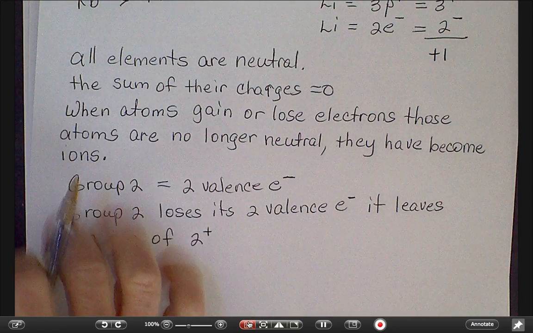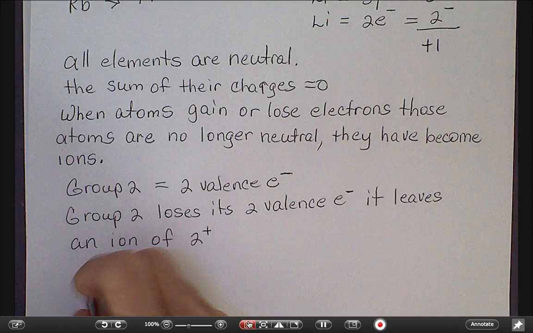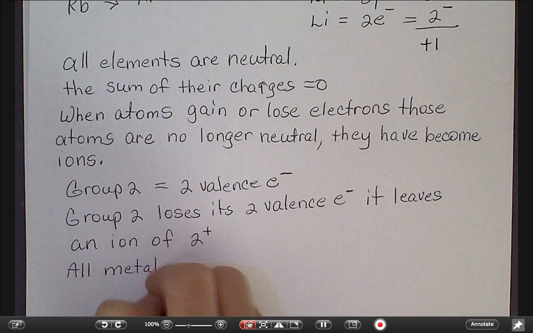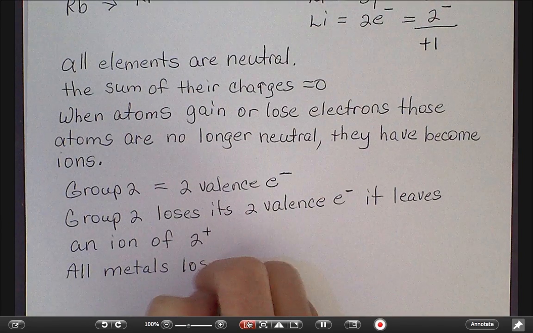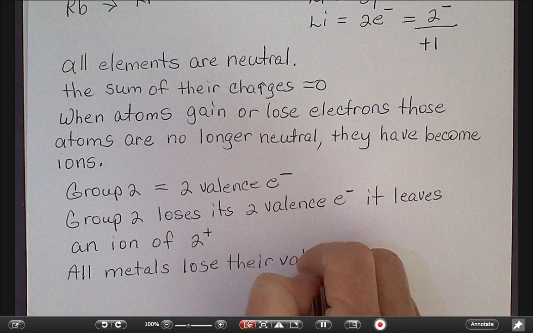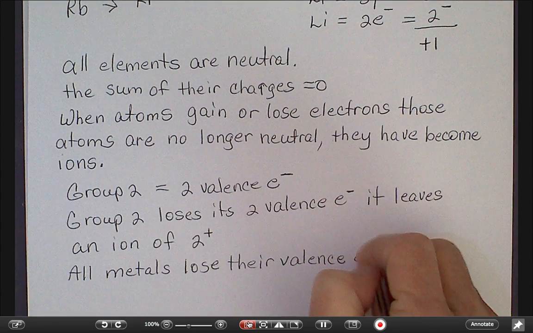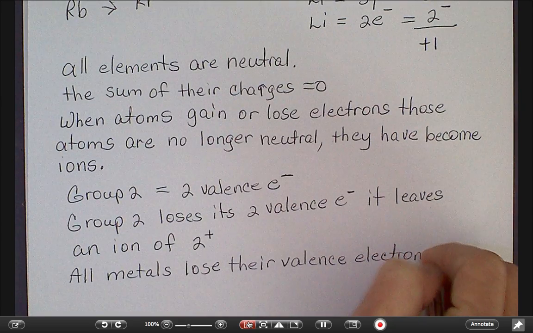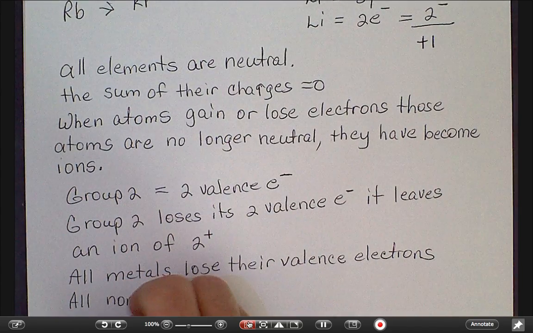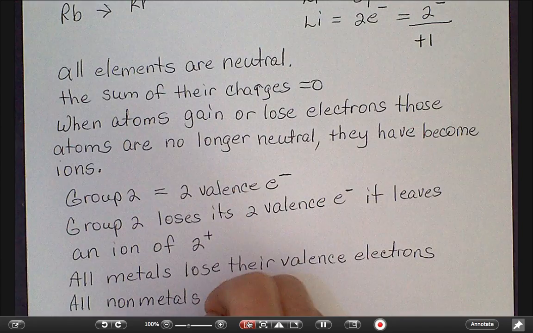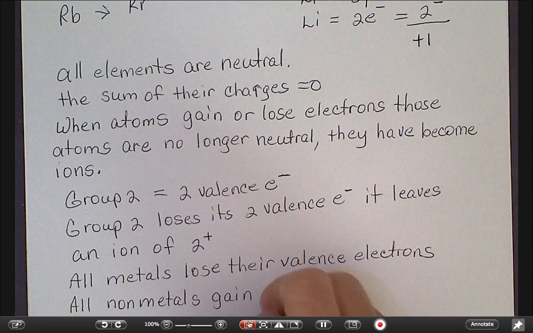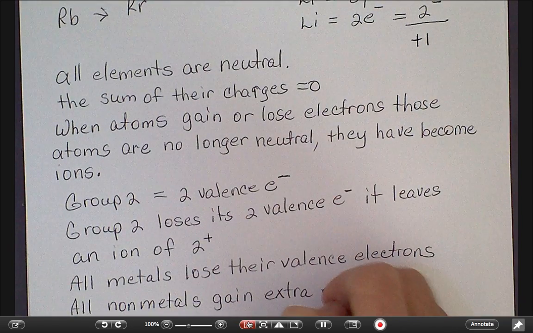I need to kind of back up for just a minute. All metals lose their valence electrons, and all nonmetals gain extra electrons.